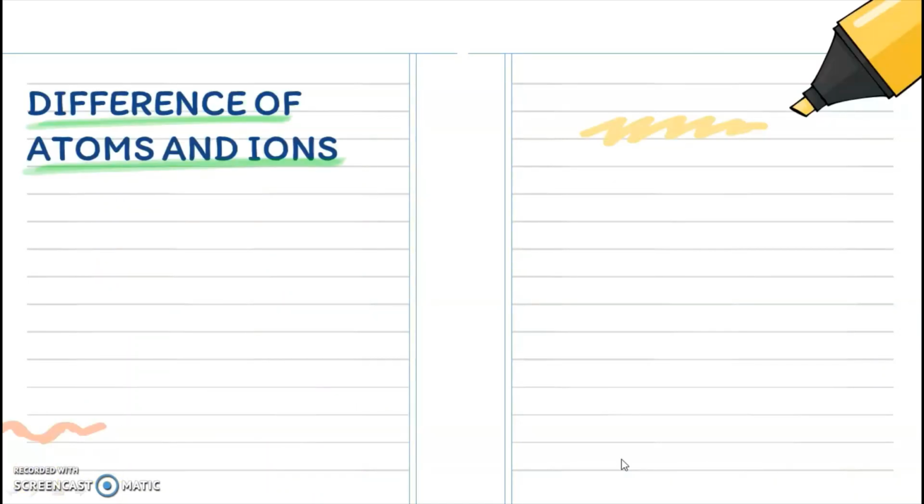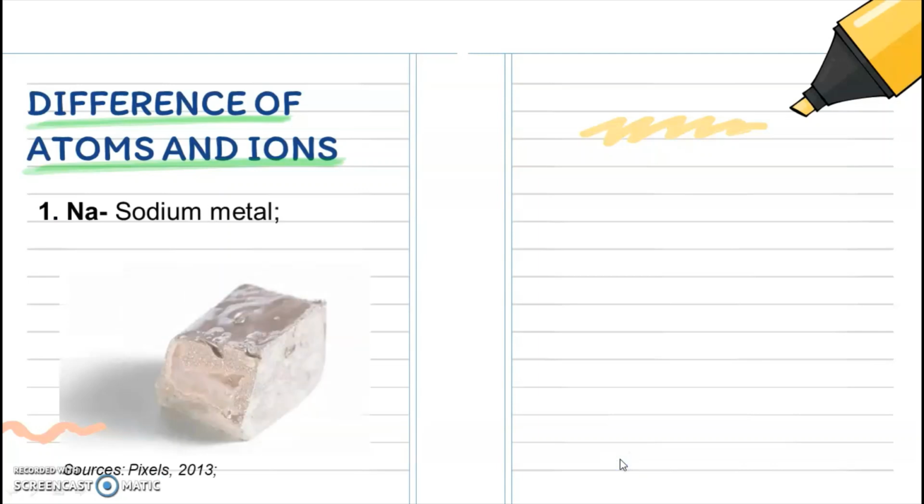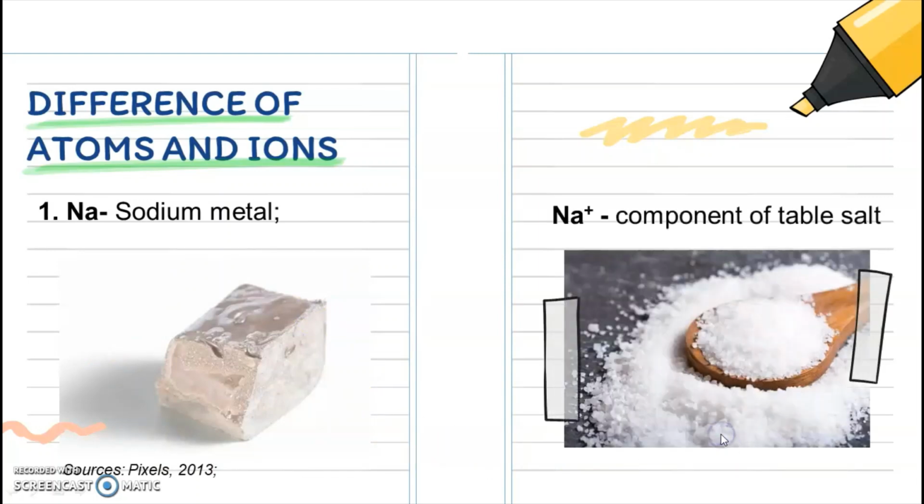Nakita natin kanina that atoms and ions differ because of their charge. Ano naman yung nagiging effect nito sa mga properties nila? So, let us look at an example. So, we have here sodium. So, at elemental state, siya ay nag-a-occur as sodium metal. So, ito siya. However, kapag naging siyang cation, nagiging siyang component of table salt. Nagiging siyang edible. So, napakalaki ng difference nila in terms ng kanilang properties.